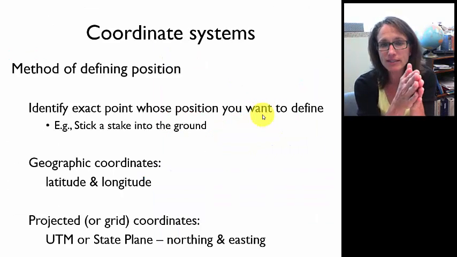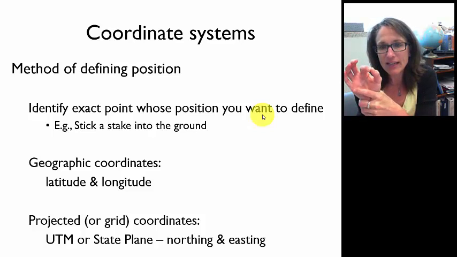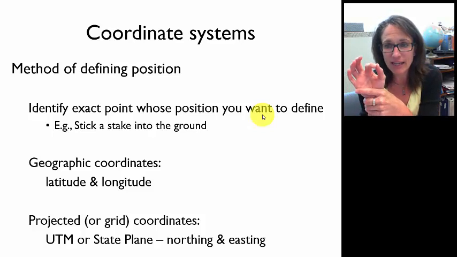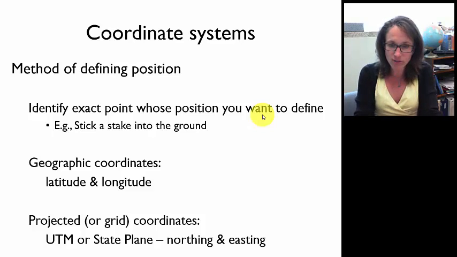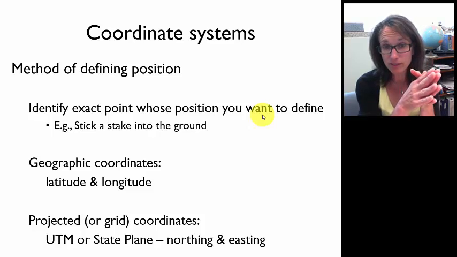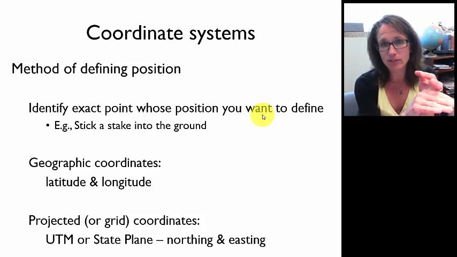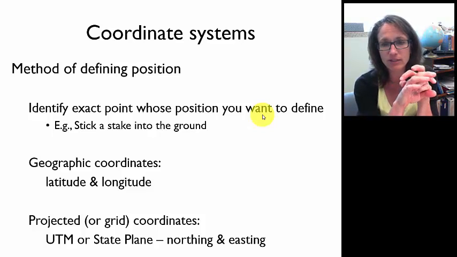Okay, so our coordinate system is the way that we're going to define our position. And a pair of coordinates are going to identify an exact point. So we stick a stake in the ground and we measure the coordinates for that position. And there are two main categories of coordinates that we'll talk about. One are geographic coordinates, which all of you probably are familiar with, latitude and longitude. And then we also have projected or grid coordinates.